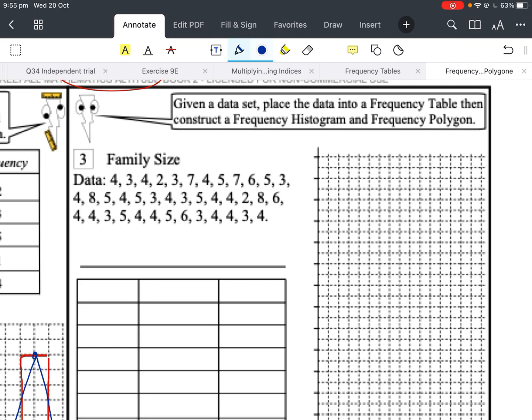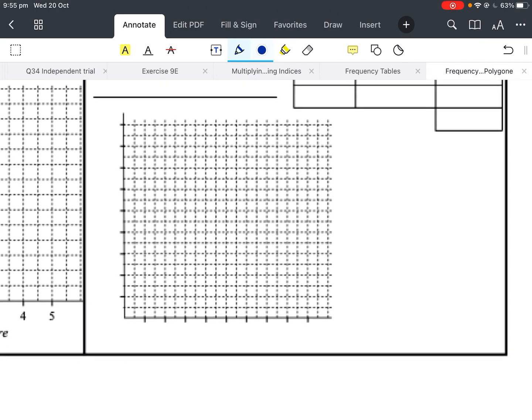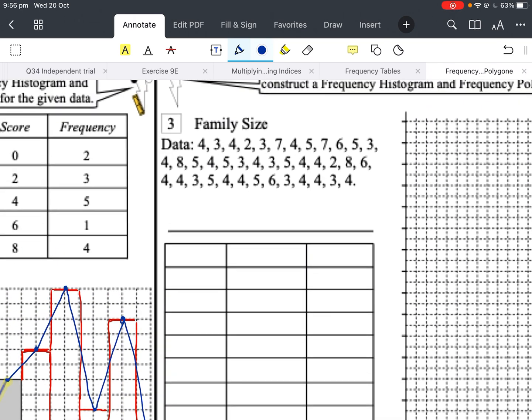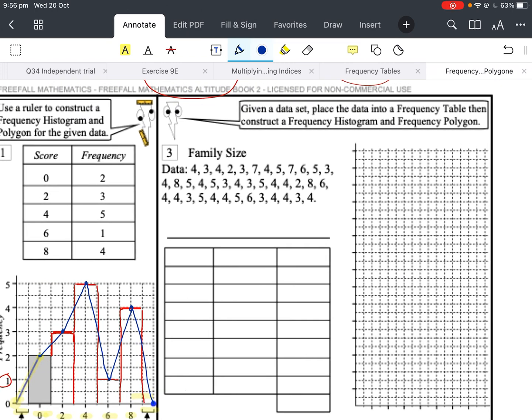So this time now you're going to fill in the table yourself and you're going to draw the polygon. And that's the same with that one. So I'm going to leave 4 for you to do. Let's do 3 together. So the first thing I have to do is let's read the question. Given a data set, place the data into a frequency table, then construct a frequency histogram and frequency polygon.